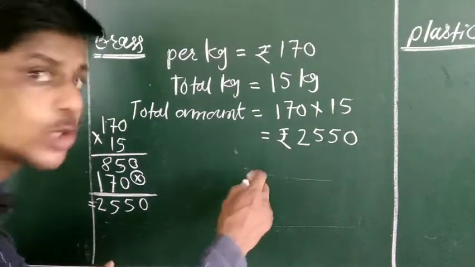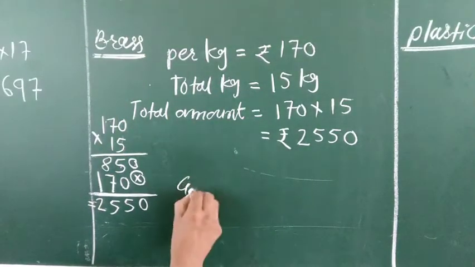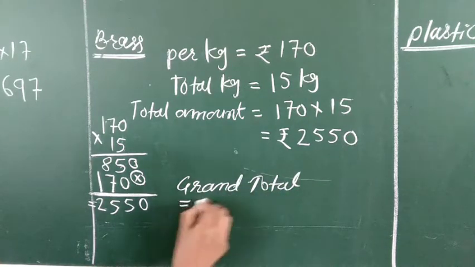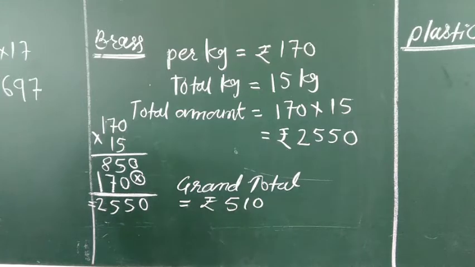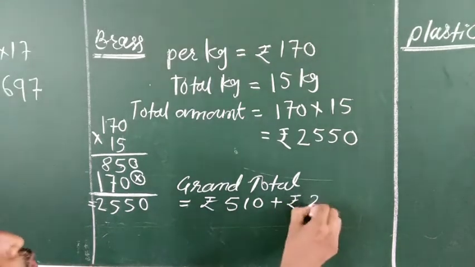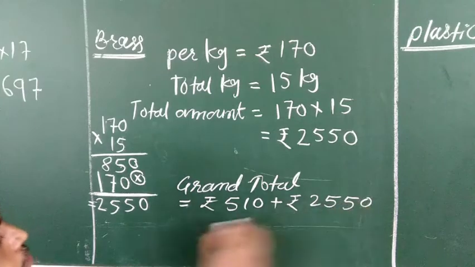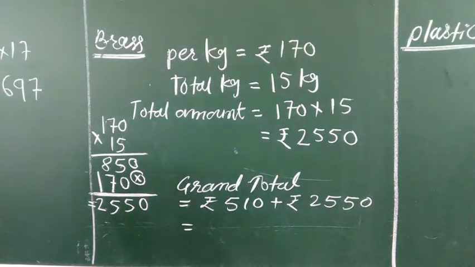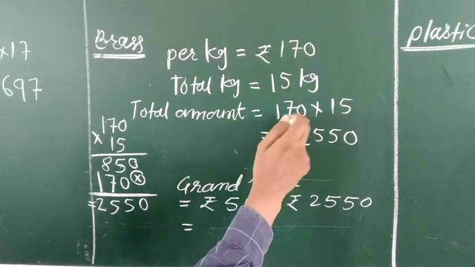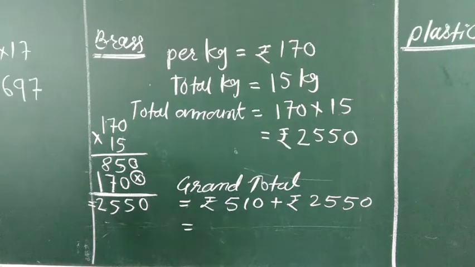Now grand total of both items. See, grand total means add both. First one is 510. What is this first 510? It is the total amount for 30 kg of iron. And now the second one is rupees 2550. What is this 2550? It is the total amount for 15 kg of brass at the rate of rupees 170.